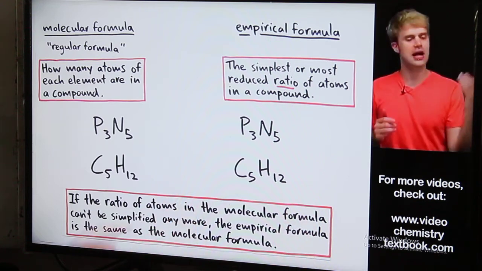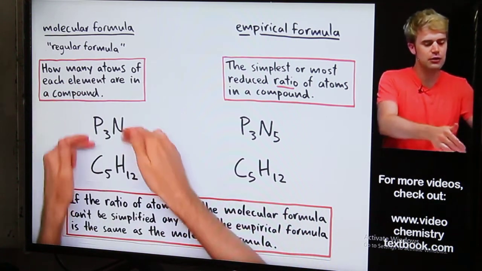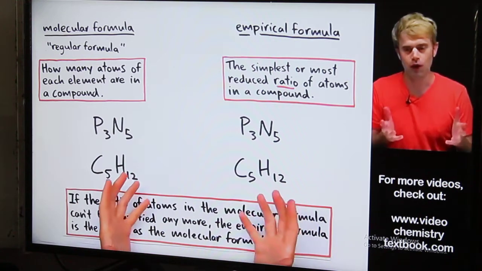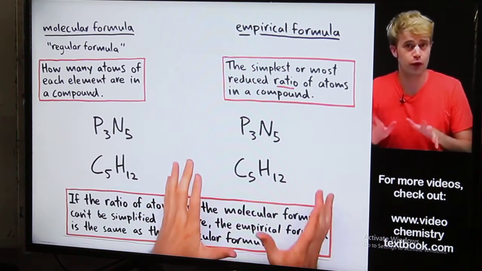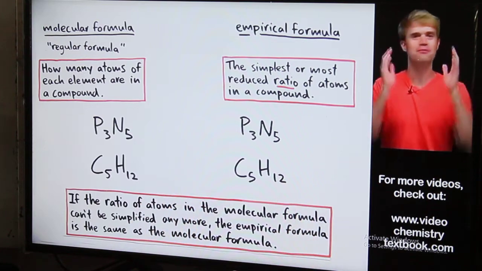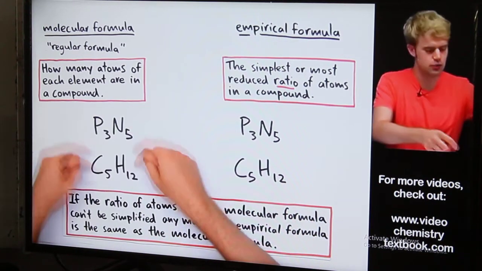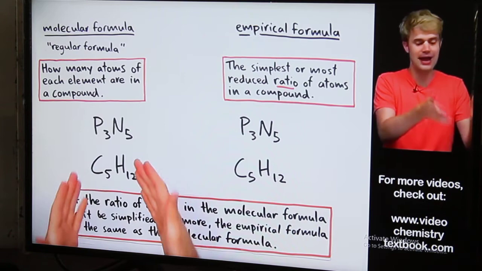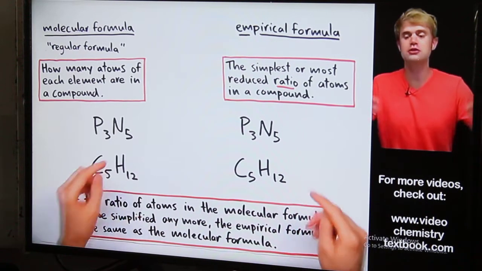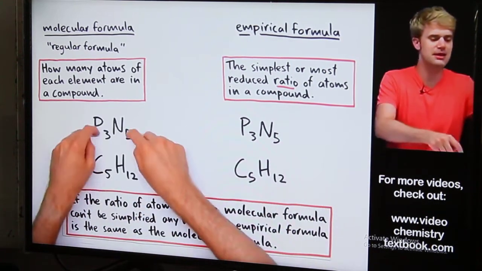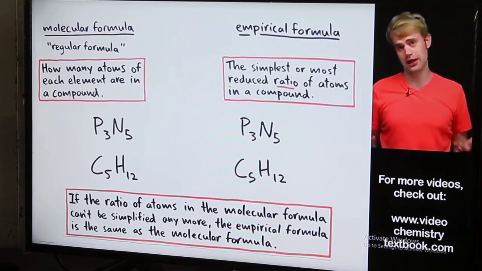Don't get confused by this. Teachers and textbooks love to give you molecular formulas that you can't reduce anymore, and then ask you what the empirical formula is. This freaks a lot of students out. Don't be freaked out by it. Just remember that if you can't simplify the molecular formula anymore, there's nothing wrong. It just means that the empirical formula is going to be exactly the same as the molecular formula.